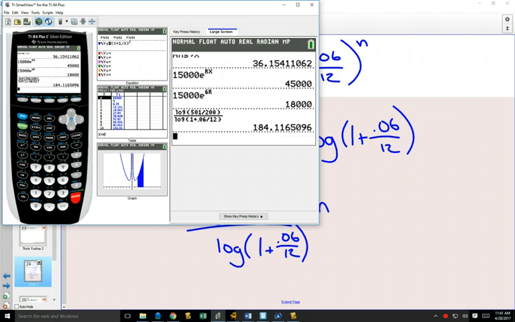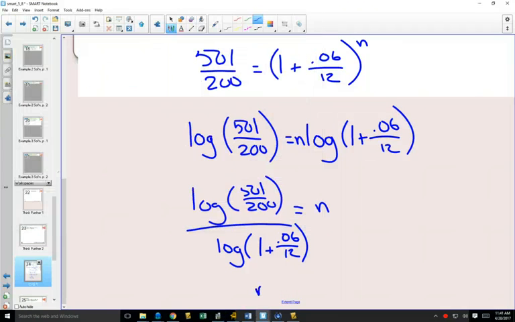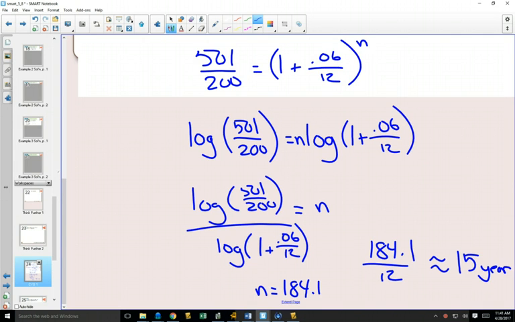184.1. If we divided that by 12, because that's how much we would have to do per month, 184 divided by 12, it's going to take us about 15 years, if I just round, which isn't too bad. If you think about it, you could start right now.